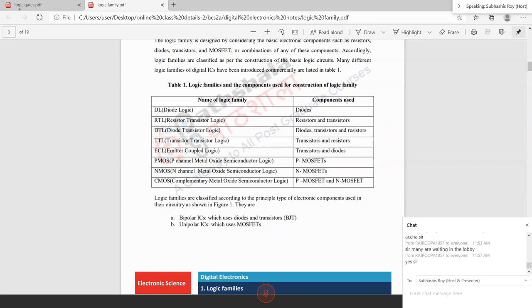Okay, these components are used. Diodes are used. This is an analog component. Resistors and transistors are used. This is also an analog component. So diodes, transistors, resistors are used. Analog components. So all these are analog components.